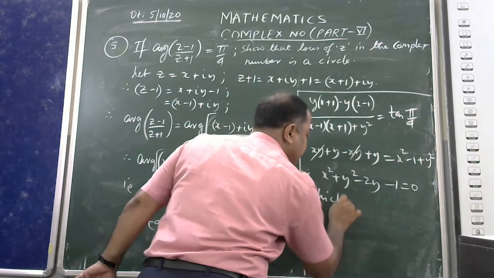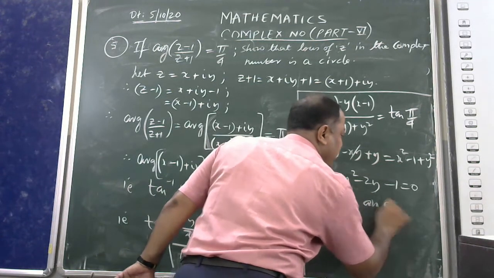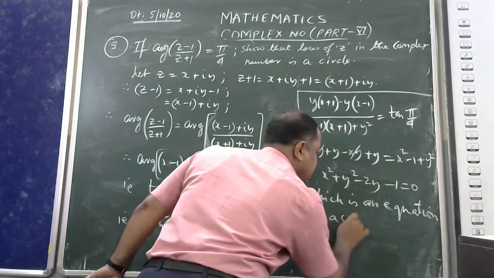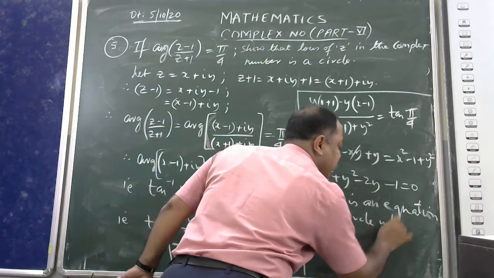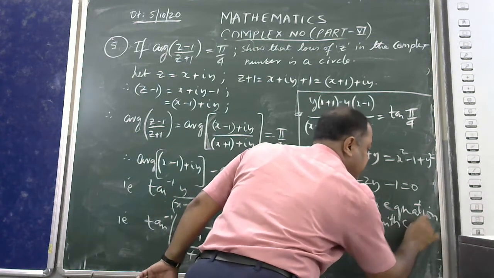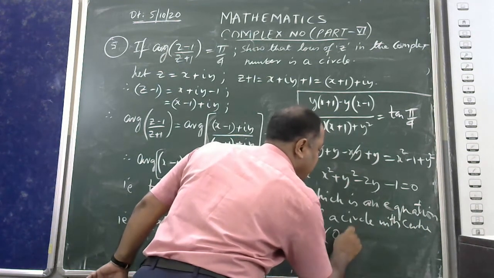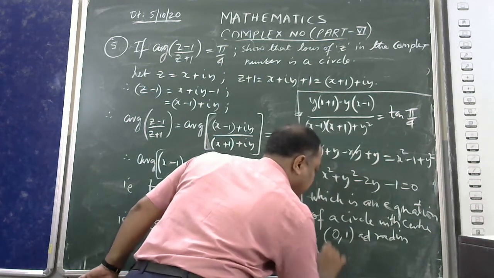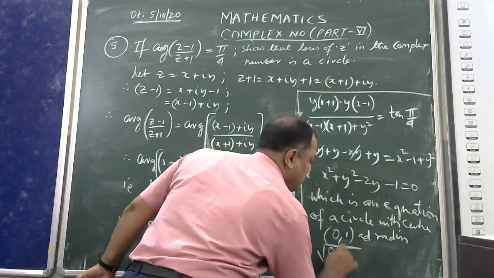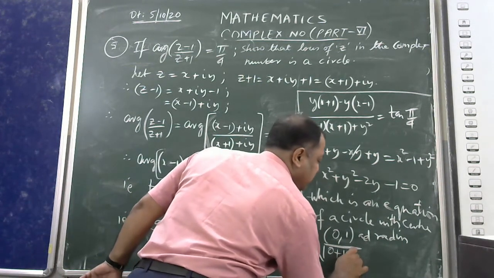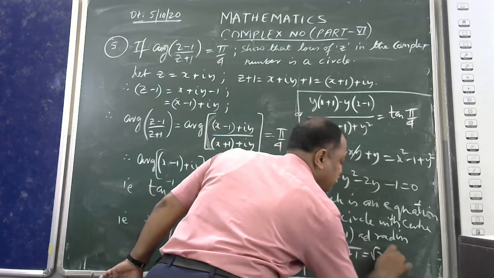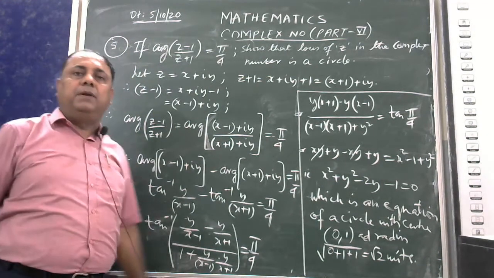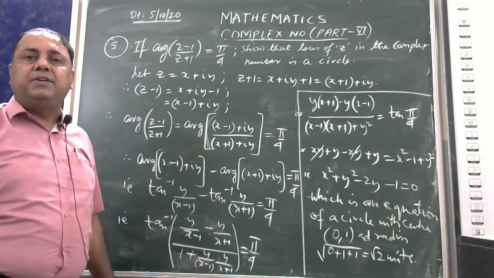which is an equation of a circle with center 0, 1 and radius root over 0 plus 1 plus 1, which is equal to root 2 units. With this, I complete a very important problem of complex numbers. Thank you, students.